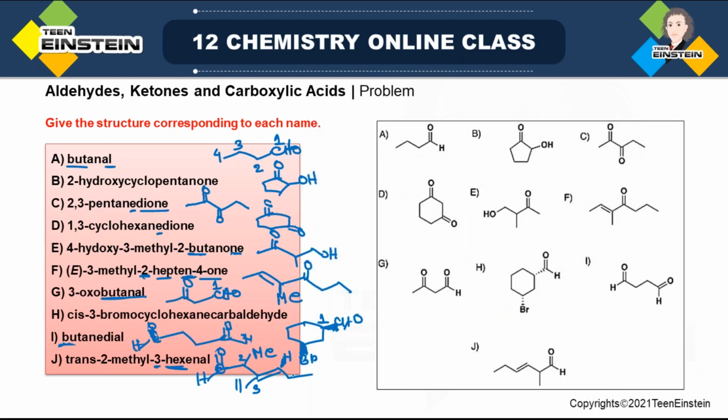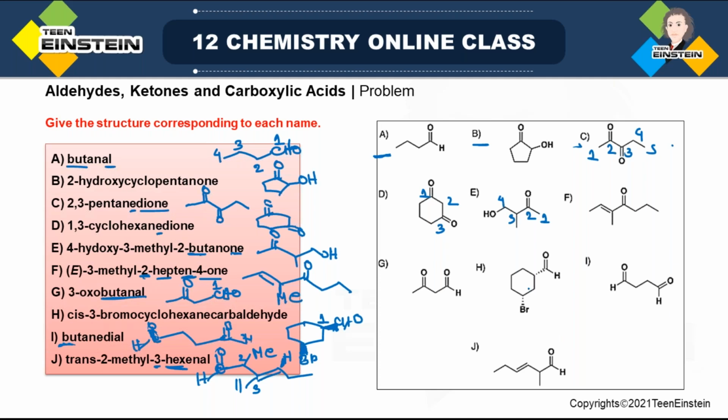So now you can see all the structures. So this is the first one, butanal. Then we have 2-hydroxy cyclopentanone, 2,3-pentanedione. Okay. Then D, 1,3-cyclohexanedione. Then we have E, which is 4-hydroxy 3-methyl 2-butanone. 4-hydroxy 3-methyl 2-butanone.